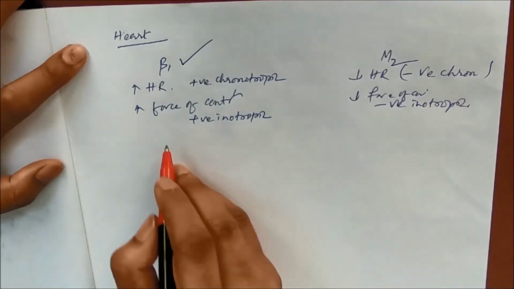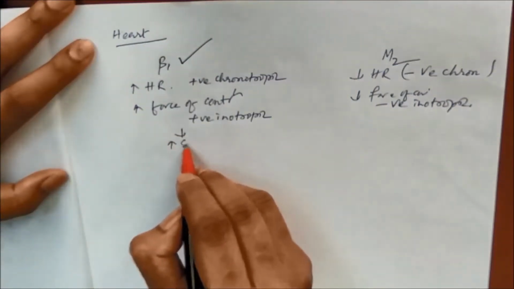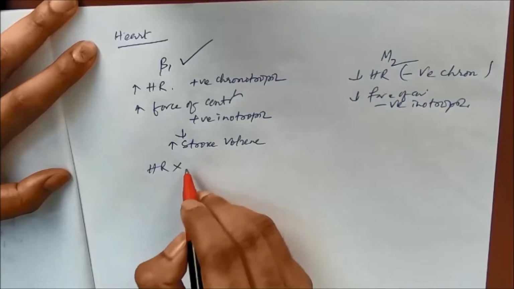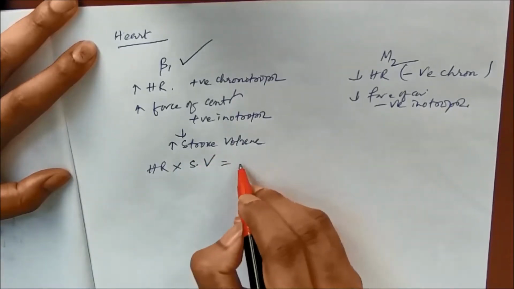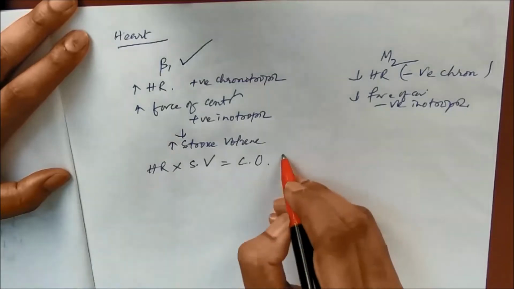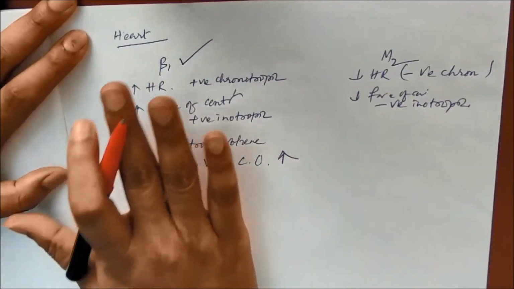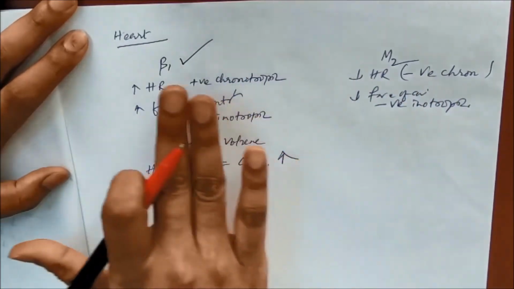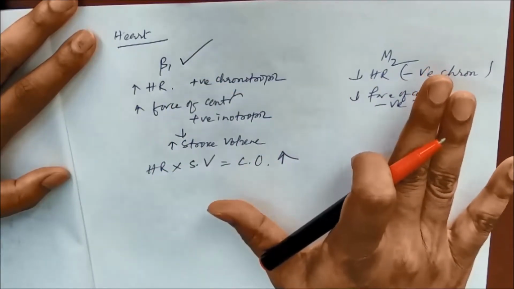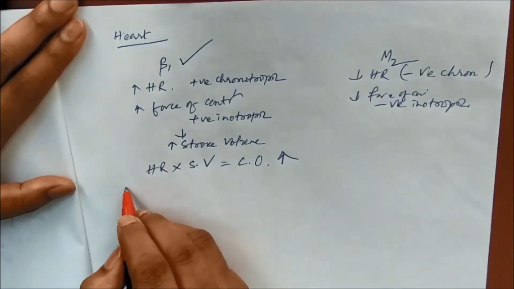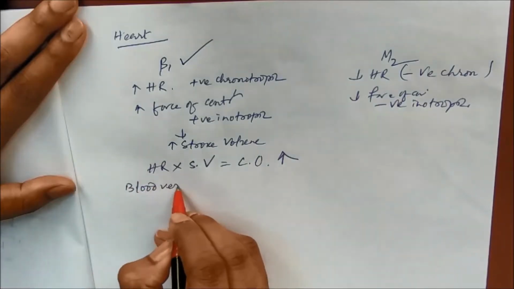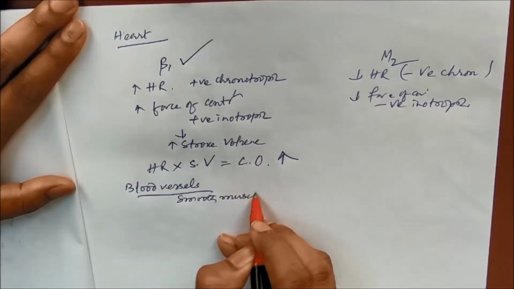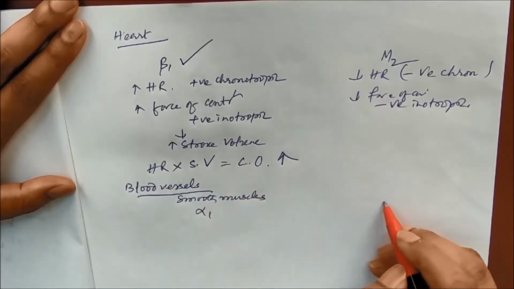Okay, and this increase in force of contraction increases the stroke volume, and we know heart rate into stroke volume is equal to cardiac output. So cardiac output is increased because of sympathetic action, and if you compare the sympathetic and parasympathetic action in the heart, sympathetic is the dominant one and parasympathetic is the less dominant. And if we see the blood vessels, we know there are smooth muscles, and the receptors here are alpha 1 and here it is M3.